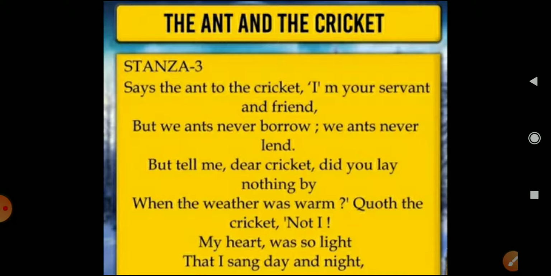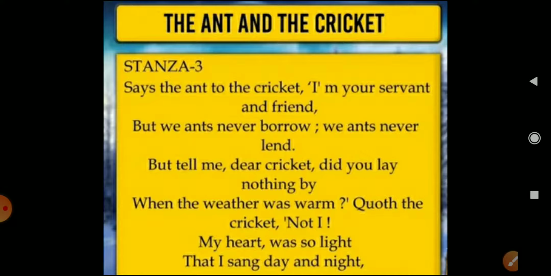But tell me, dear cricket, did you lay nothing by when the weather was warm? Quoth the cricket, not I. My heart was so light that I sang day and night. So when he went to the ant for help, then the ant asked him.